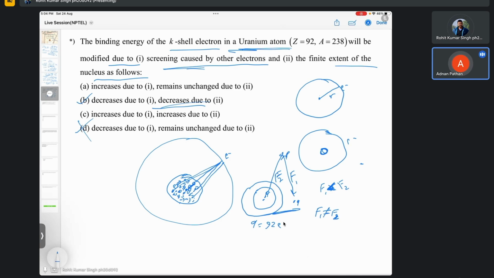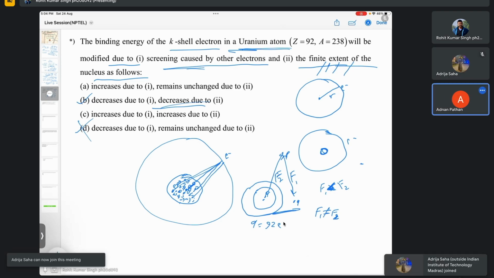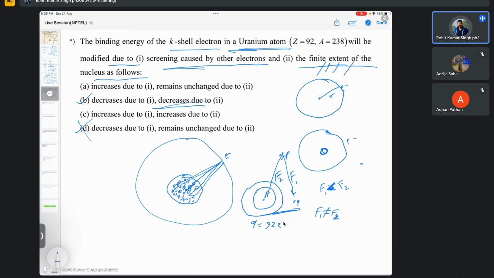But that doesn't make sense, right? Because the finite extent of the nucleus is constant, so it stays constant. It won't modify the binding energy for an electron in a fixed shell. It is also mentioned that it's a fixed shell. We are not changing the distance between the nucleus and the electron. So I don't know, maybe that would also be true. But what I understood from this problem is that we are comparing with a point nucleus.